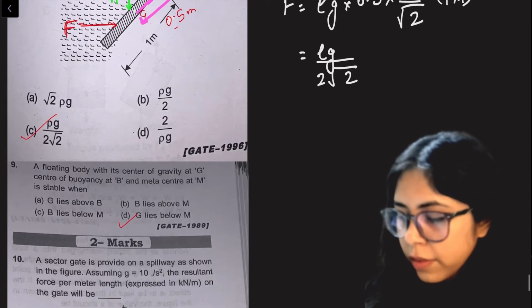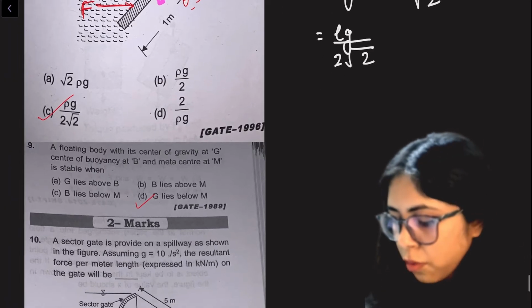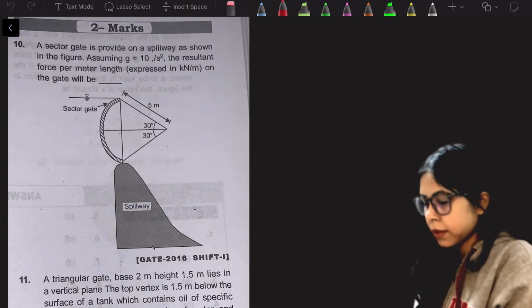So till now we have discussed 9 questions. All the 9 questions we have discussed were of 1 mark. So next we are going to see the 2 marks questions.